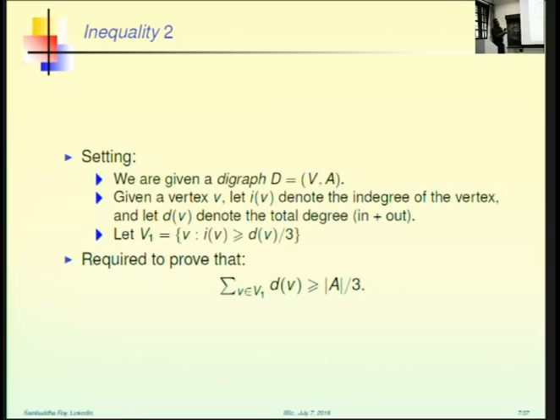And there are some definitions here. i(v) denotes the in degree of the vertex. d(v) denotes the total degree, in plus out. And this is what we need to prove. We are going to skip the proof here.